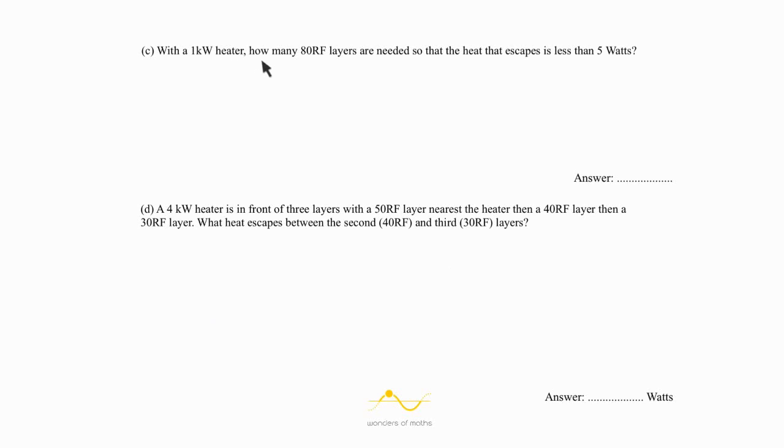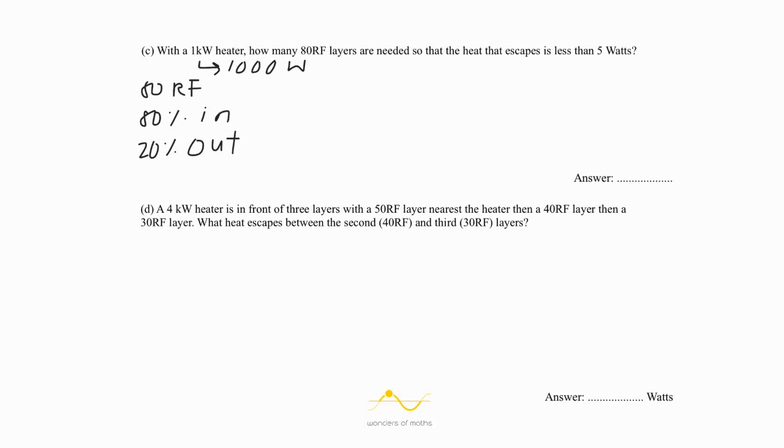With a 1 kilowatt heater, how many 80 RF layers are needed so that the heat that escapes is less than 5 watts? Again, let's start by converting 1 kilowatt into watts. We know that we have to times it by 1,000, so we know that we have 1,000 watts. We also know that with an 80 RF layer, we have 80% of our watts staying in and 20% going out. This part of the question has a similar principle to the previous one, where we have to keep doing a percentage of the remaining watts that go through each layer.